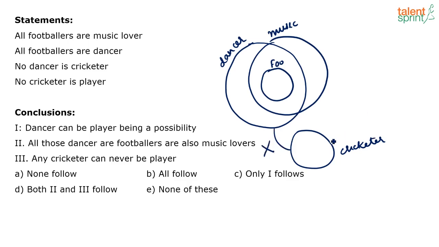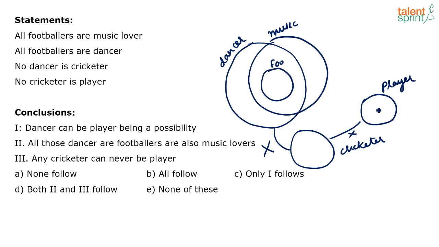No cricketer is a player. Again, no cricketer is a player, this is the set, player. First conclusion, dancer can be player being a possibility. So dancer being player is a possibility. That's what they are saying, right?